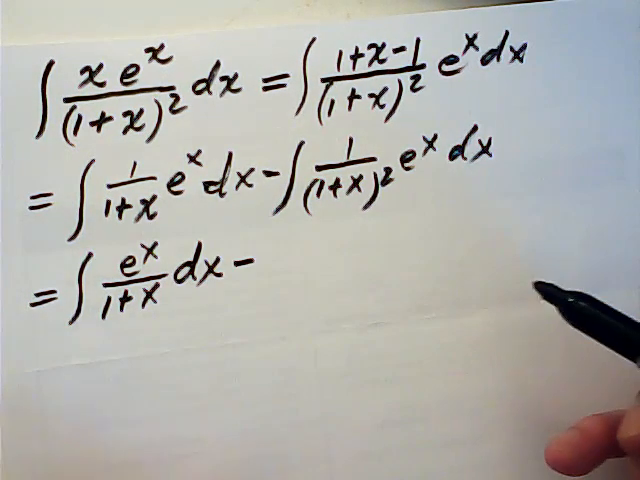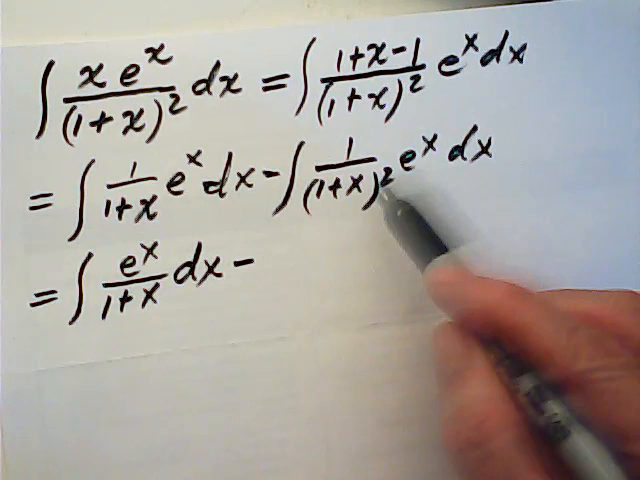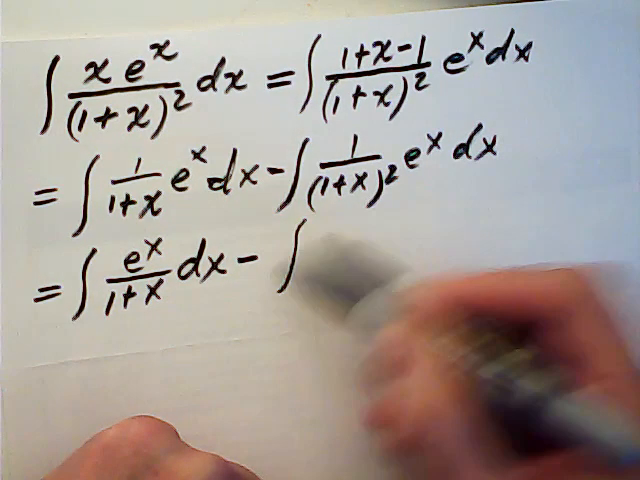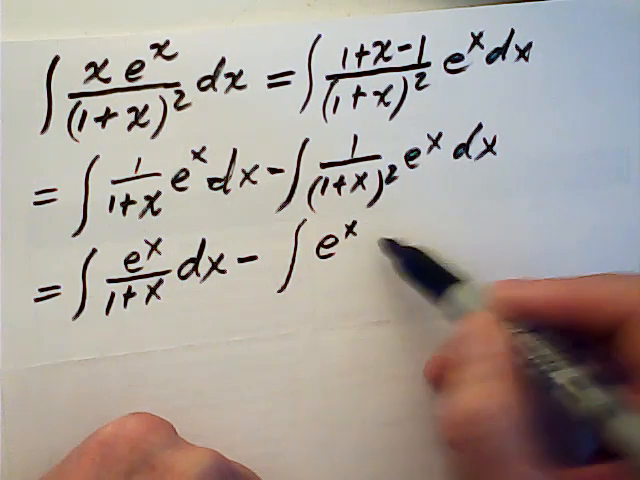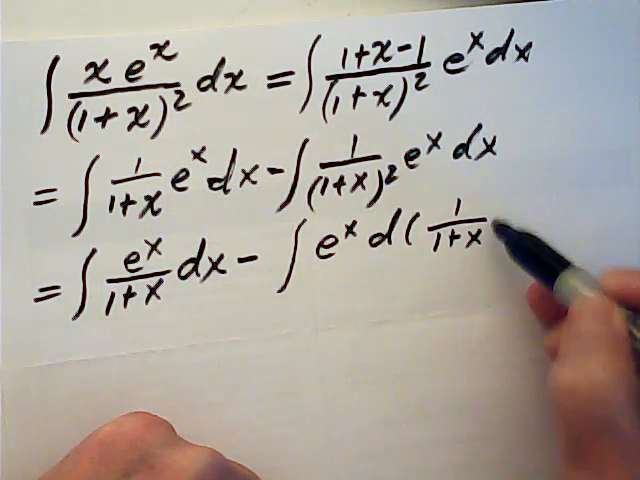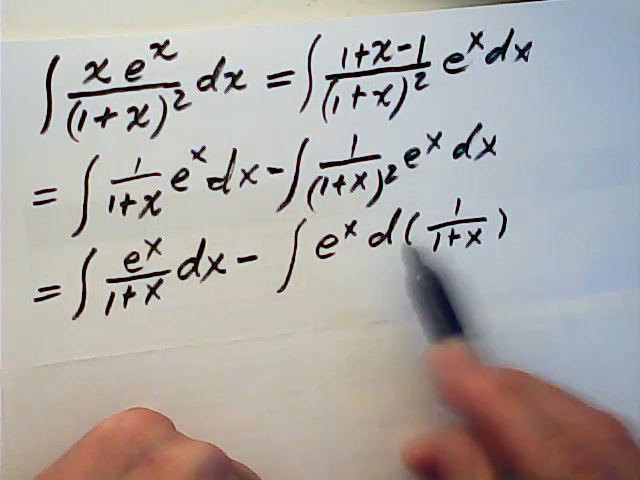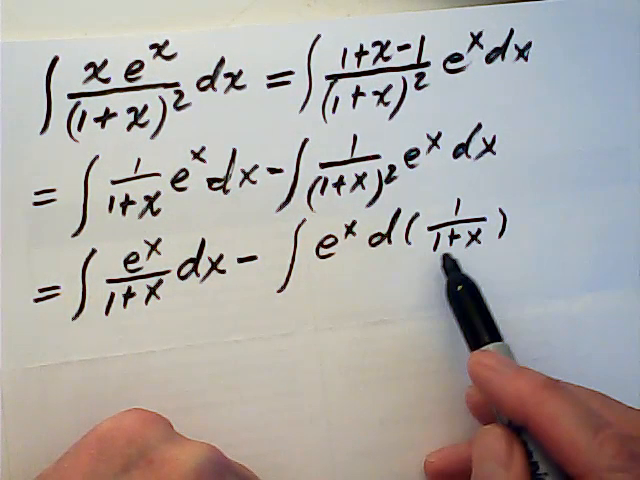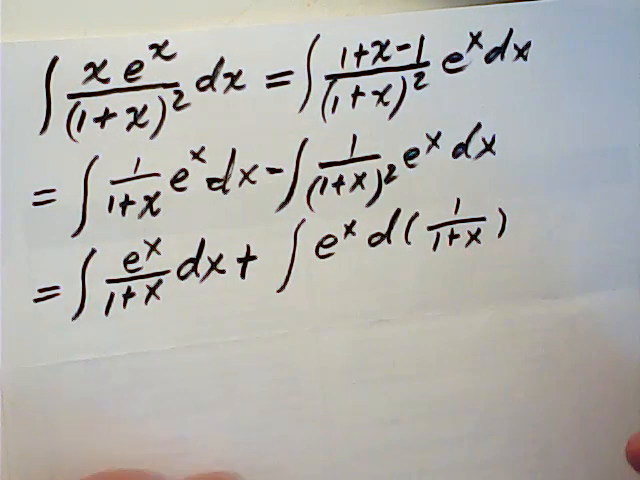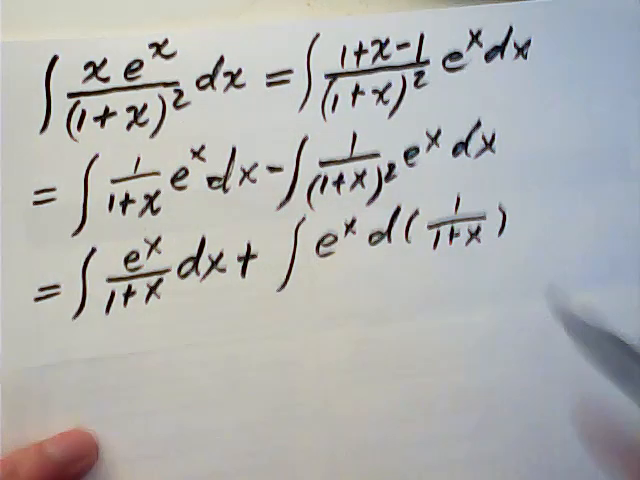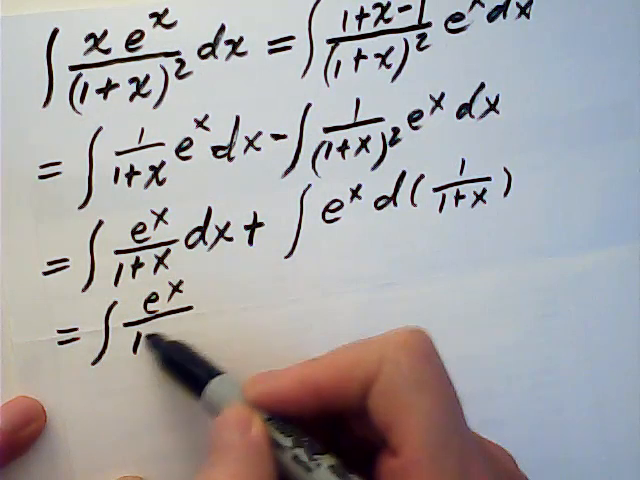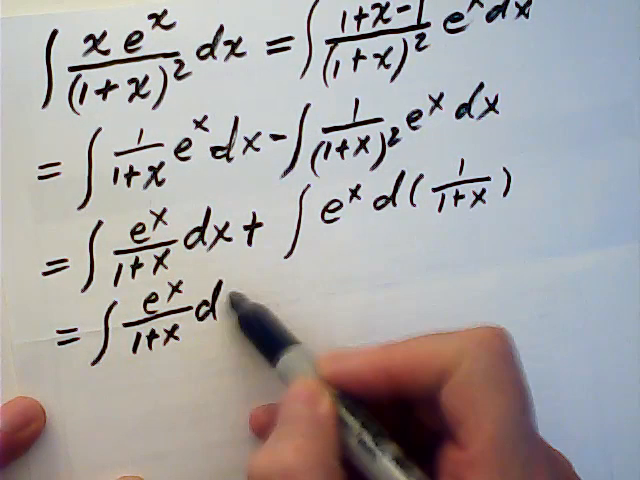The second one, I'm prepared for by parts. So that's e to the x, the derivative of 1 over 1 plus x. That derivative is equal to negative 1 over 1 plus x squared. So I change the negative to positive, right? Then this one is equal to e to the x over 1 plus x dx.